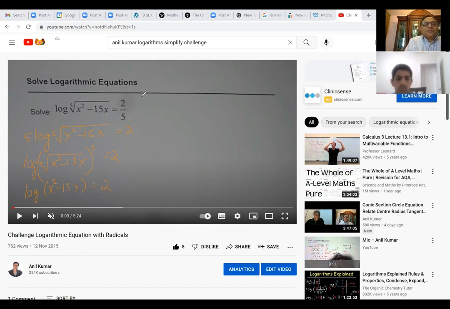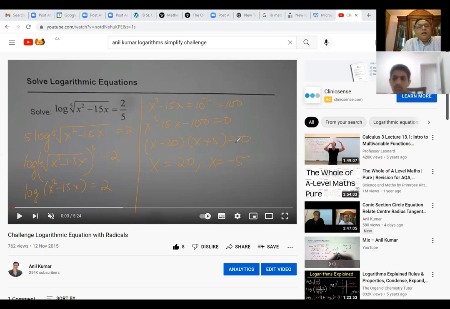Is it okay? So now write exponential form, which is x squared minus 15x equals 10 to the power of 2, which is 100, right? Bring it on the left side to get x squared minus 15x minus 100 equals 0. 100 is product of 20 and 5. So we can factor this as x minus 20 times x plus 5 equals 0. Is it okay? So you can have two solutions. One is x equals 20 and the other is x equals minus 5.